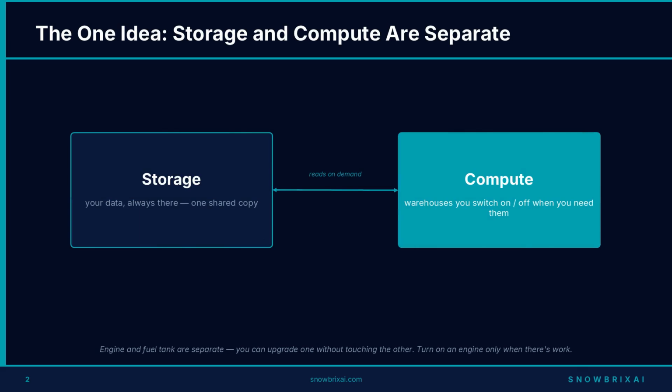In Snowflake, your data and the engines that query that data live in separate places. That is the whole trick. Your data just sits there, always available, one shared copy. And when you need to ask it a question, you switch on an engine, which Snowflake calls a warehouse. When you are done, you switch the engine off. Think of a car. The fuel tank and the engine are separate. You can upgrade the engine without touching the fuel. Hold on to that picture. Everything else in this lesson hangs off it.